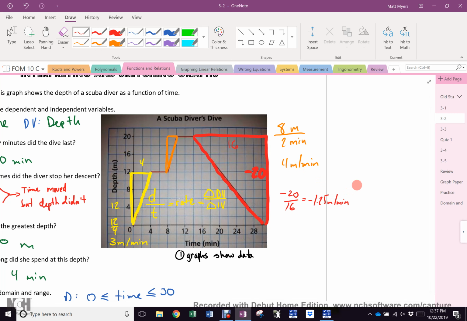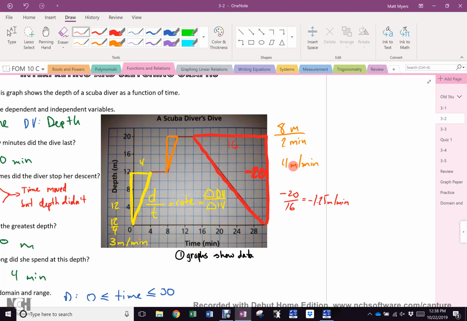Now, which of those is the highest rate of change? Yellow, orange, or red? Orange, because it's 4 meters per minute. Now look at the 3 lines. How would you describe the orange line compared to the other 2? Steeper. The steeper the line, the faster the thing is changing. Everybody understand?